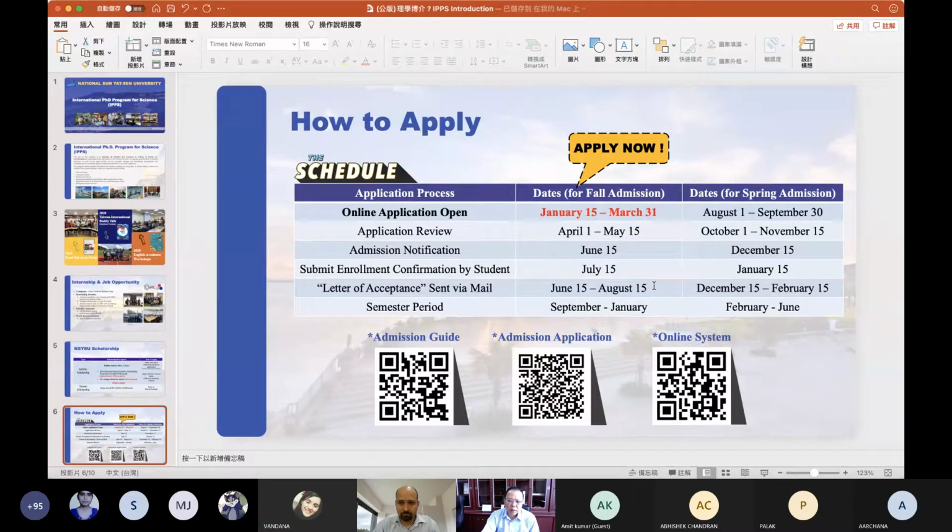Because from India to Taiwan, you need to apply for a visa. Then the new semester is in early December. So you need to book the flight to Taiwan by early September. Okay.